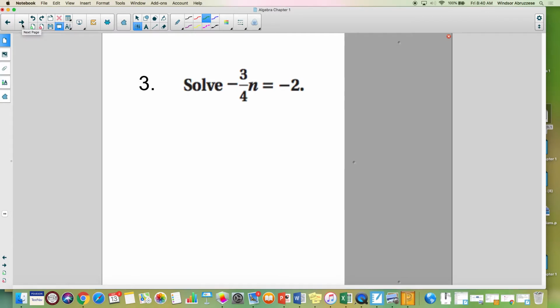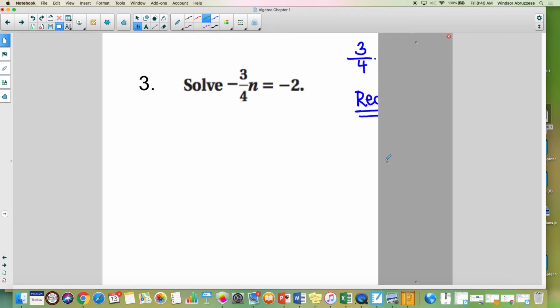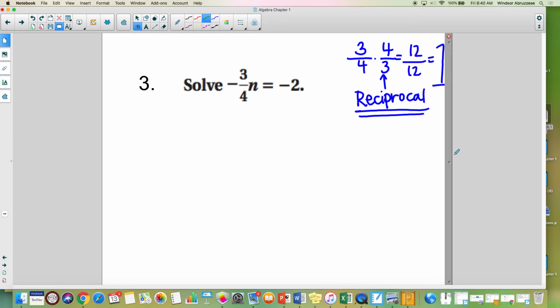Question 3, we tend to freak out when we see fractions, but fractions are actually really easy to eliminate, so you don't have to deal with them anymore. The equation is negative 3/4 n equals negative 2. Let's note that when I multiply a fraction by the reciprocal, you get 1. That is how you can eliminate a fraction when it is multiplied to something else. So, negative 3/4 multiplied by the reciprocal, and you have eliminated it.